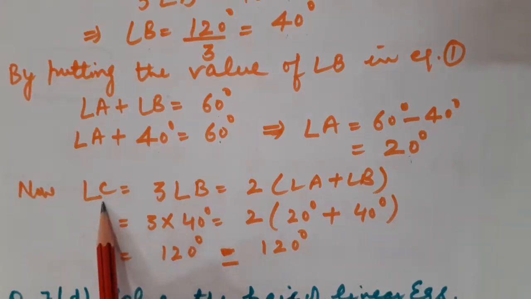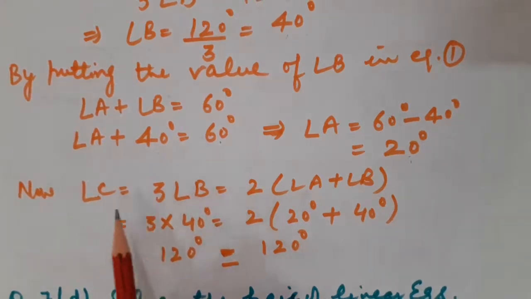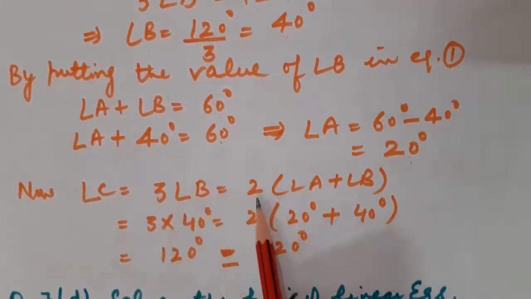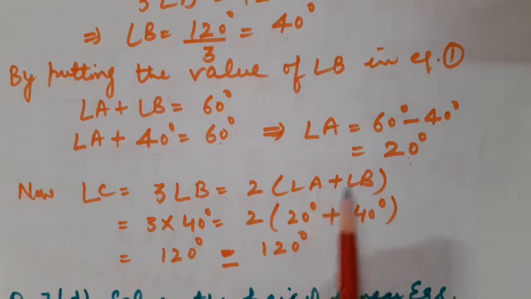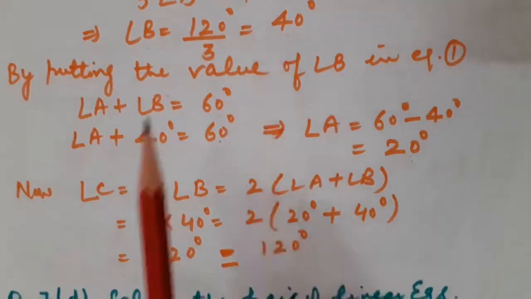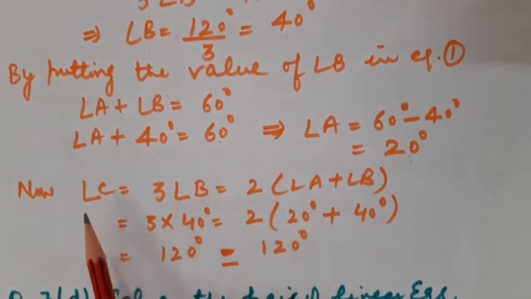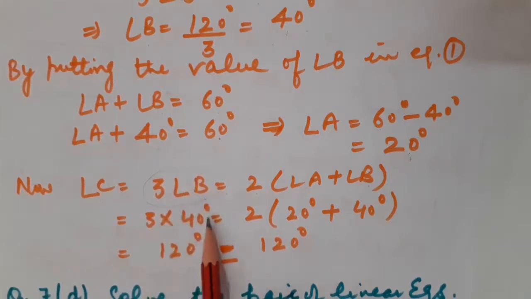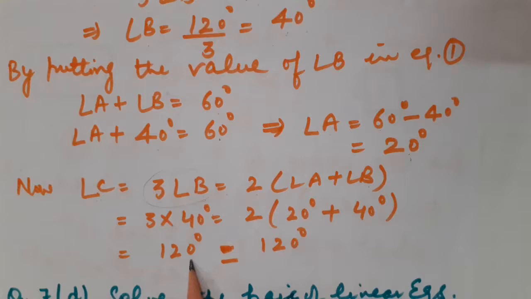As in the beginning of the question, children, I told you that angle C is thrice of angle B, or it is twice of the sum of angle A as well as B. So you can just insert the values of angle A and B so that you can calculate angle C. Suppose you insert thrice of angle B. It would become 3 into 40 degree, that is equivalent to 120 degree.